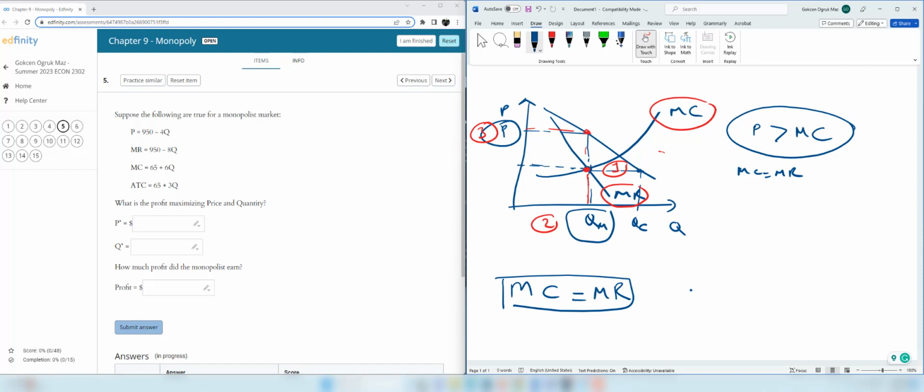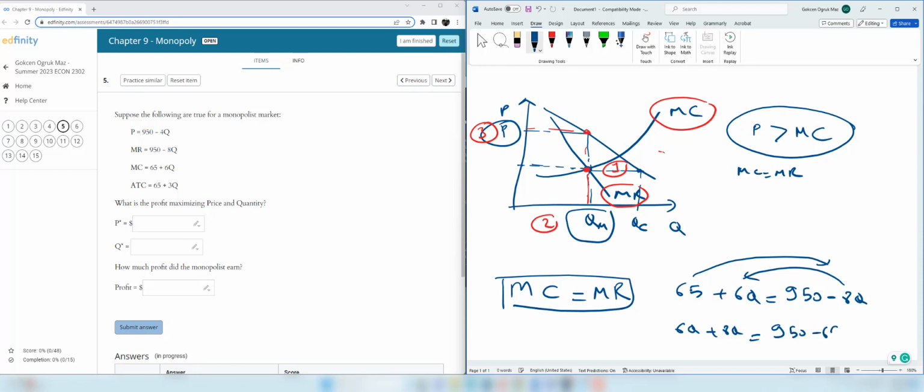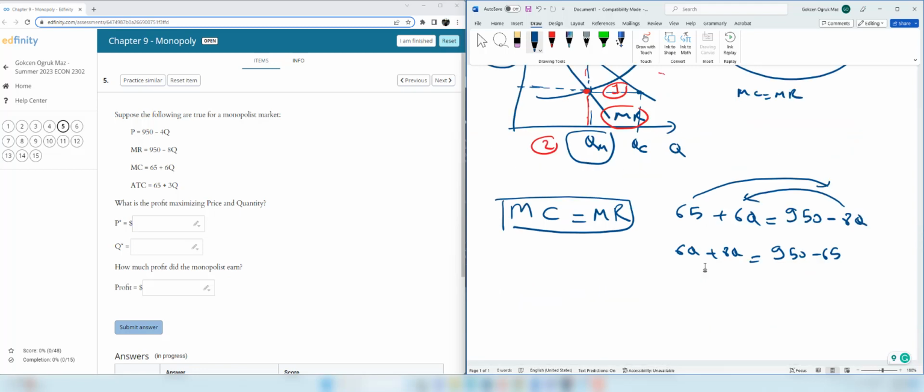And I know that MC is 65 plus 6Q equals to MR 950 minus 8Q. So by solving this, I will find the optimal quantity. So I can move this 8Q here. So 6Q plus 8Q. And then I can move 65 here. 950 minus 65. So 6Q plus 8Q is 14Q is equal to 950 minus 65, 885. And then we can divide both sides by 14. And then Q is equal to 63.21. I just take the 2 decimal points.